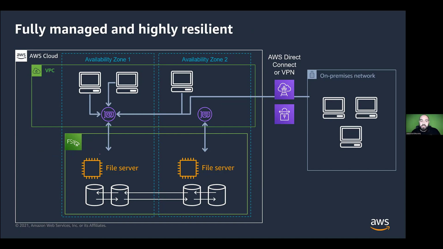And with the FSx ONTAP, the system is basically creating a primary, secondary, like a controller setup, similar to what you were doing on premises if you're already a NetApp customer. And of course, between the primary and secondary, each has their own storage connected to it. And you have synchronous mirroring happening between the primary and the standby server.